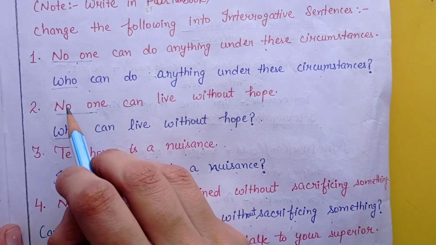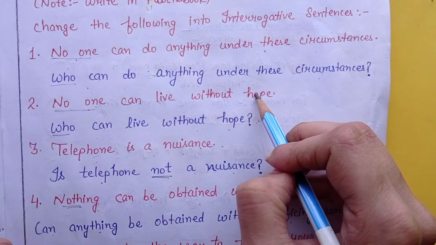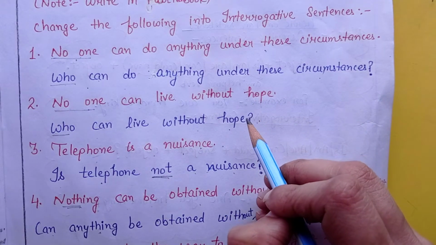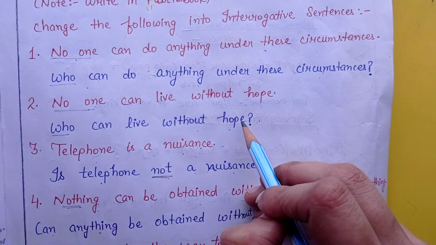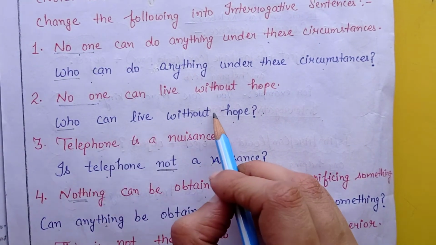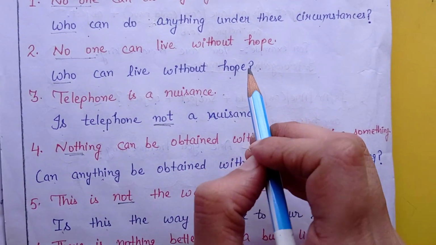Similarly, the second one is, no one can live without hope. This is also a negative assertive sentence, so we will form one positive interrogative sentence out of it. So we can write, who can live without hope? At the end we have put one question mark.